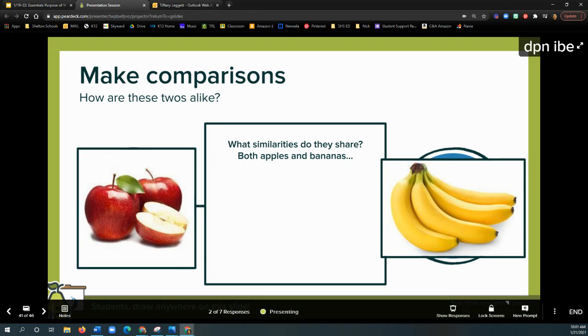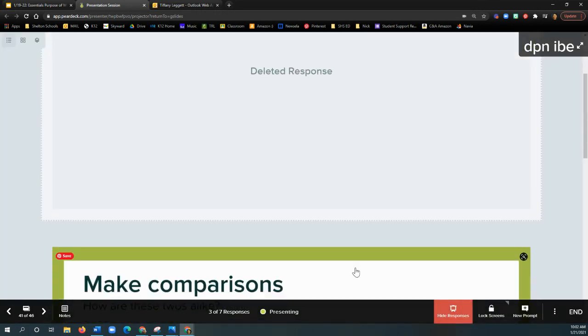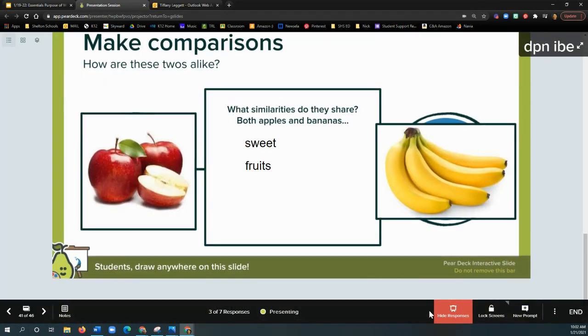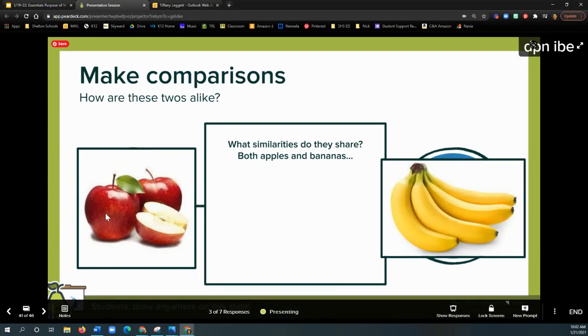In Washington, you're probably more likely to know what an apple looks like. We don't have a lot of banana trees around here, but they both grow on trees. Yeah, they both give you energy. They both have sugar. They're both a great snack. Am I making you hungry? I think I'm making myself hungry. Did we get another one? Yeah, they're sweet and they're fruits.